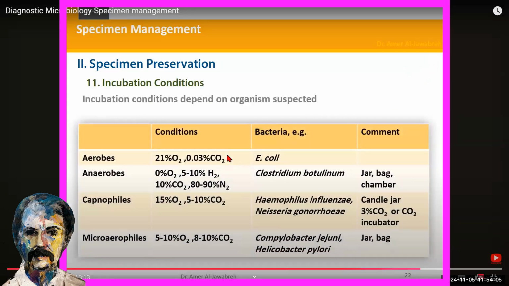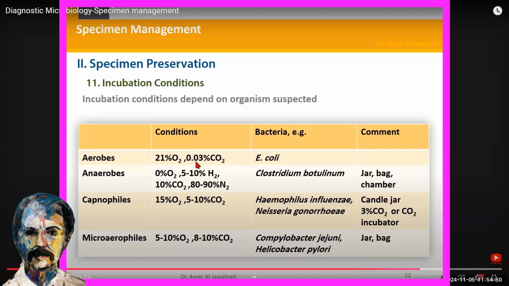Okay, now let's come to something which is also important, which is the oxygen requirements. How much oxygen do we need for the bacteria? Of course, the bacteria need oxygen. Aerobic bacteria, which depend on oxygen only, need not 100% oxygen. You might be surprised, not 100%, but 21% oxygen, like Escherichia coli. CO2 is very minimal, 0.03.